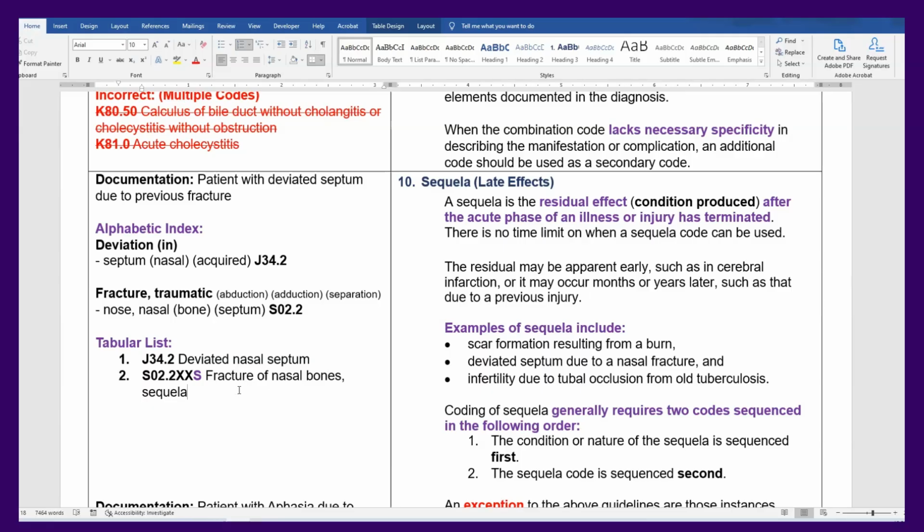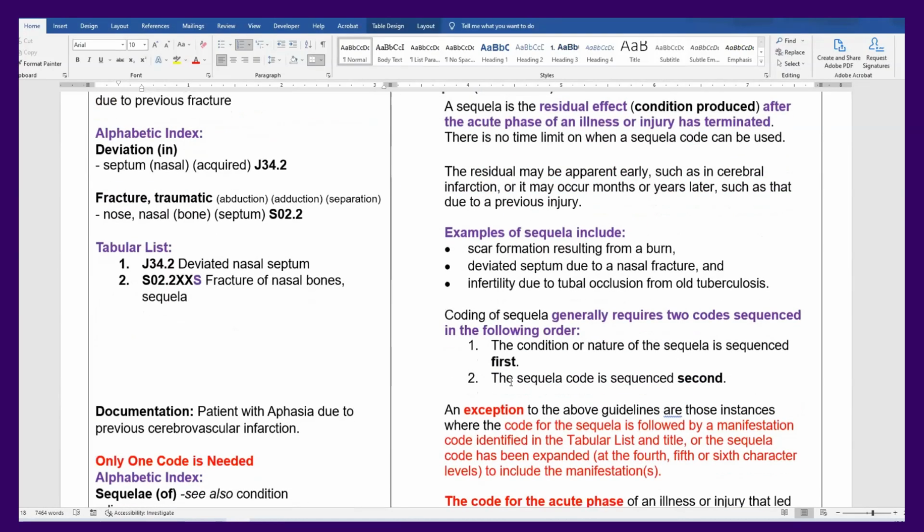That's just saying that this patient has a deviated nasal septum that was due to a previous fracture of the nasal bone. Because it's a sequela, we're not really treating the fracture anymore. The fracture is done, but now we have a deviated nasal septum as a result. So our sequencing is that the deviated nasal septum has to be first, and that's exactly what this guideline is saying.